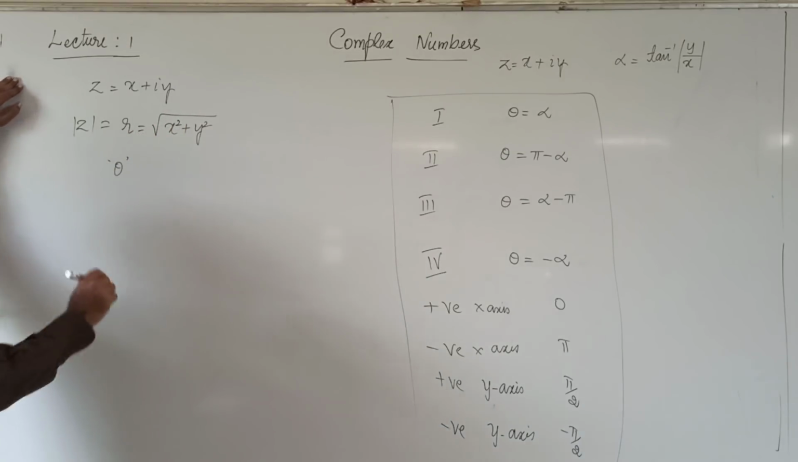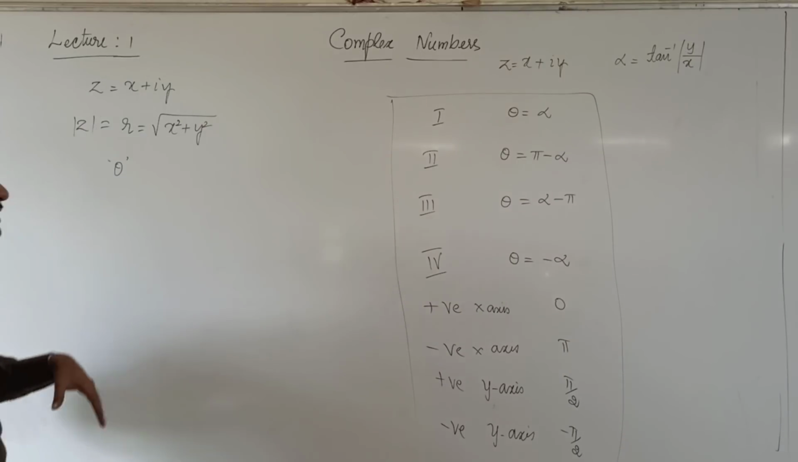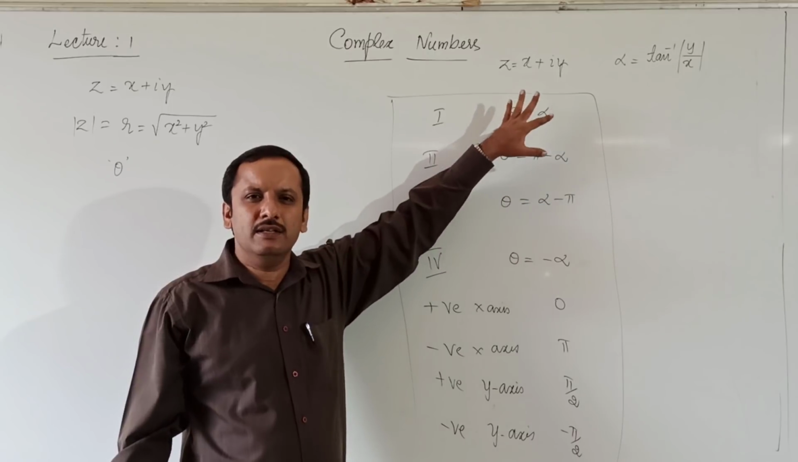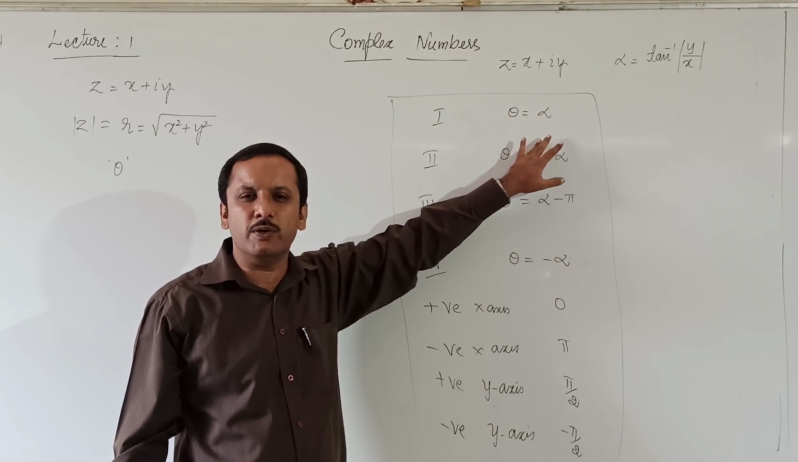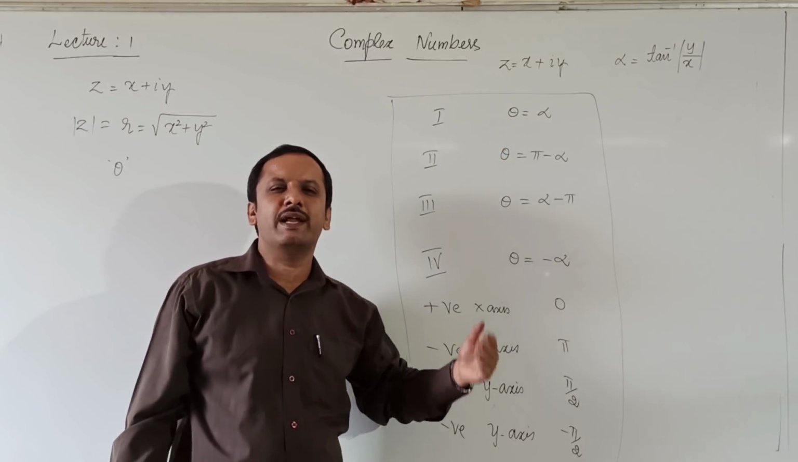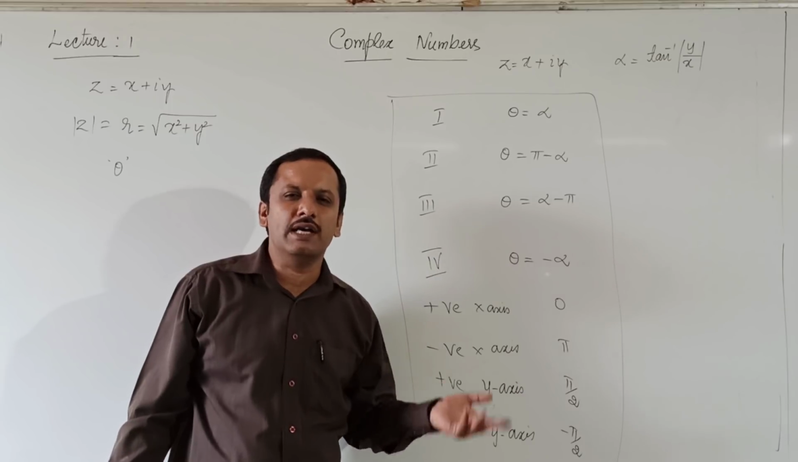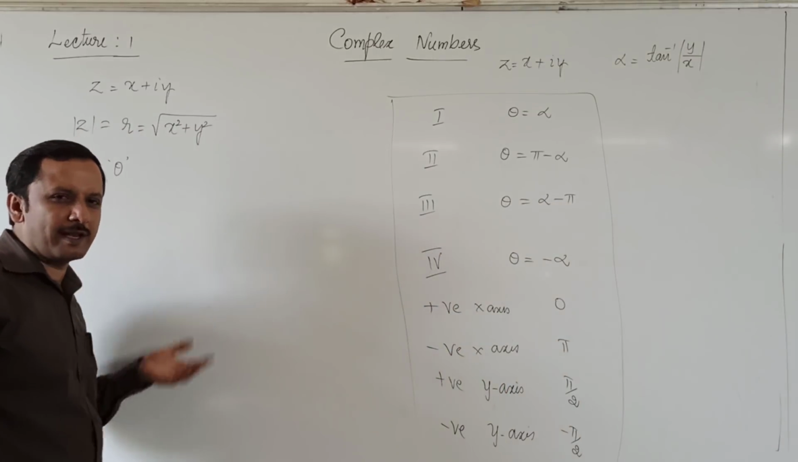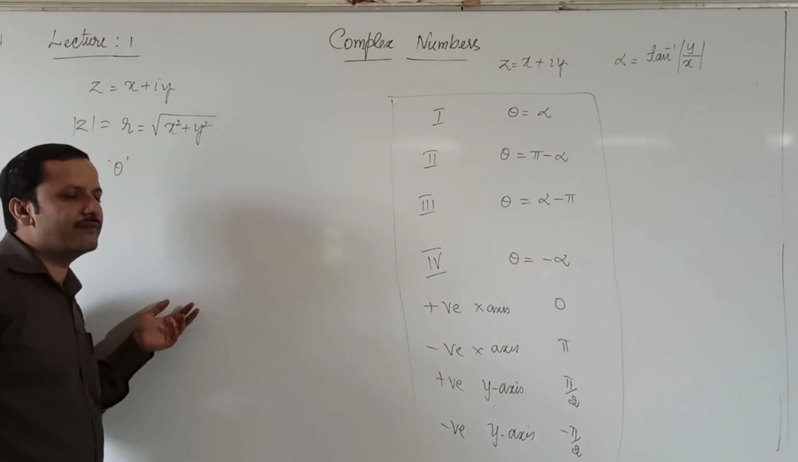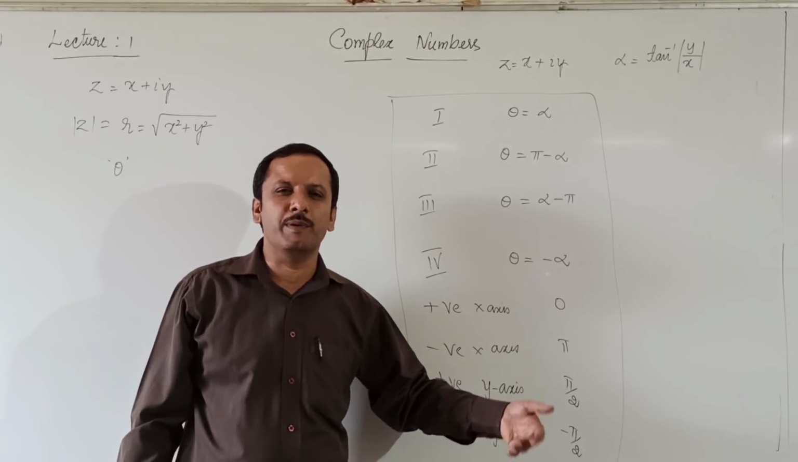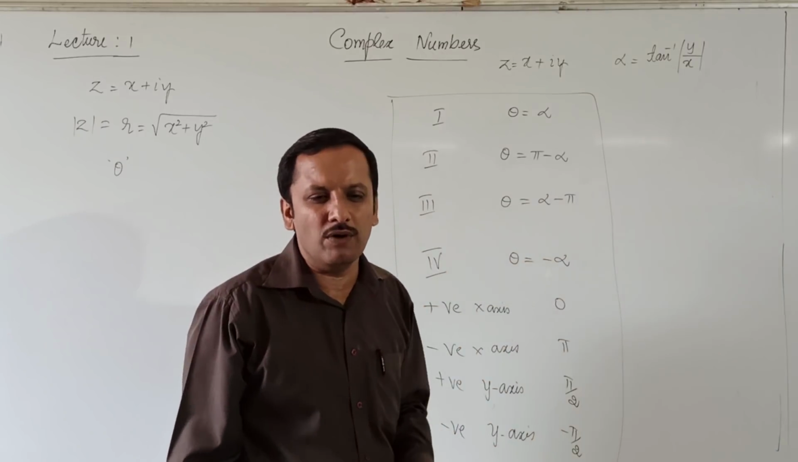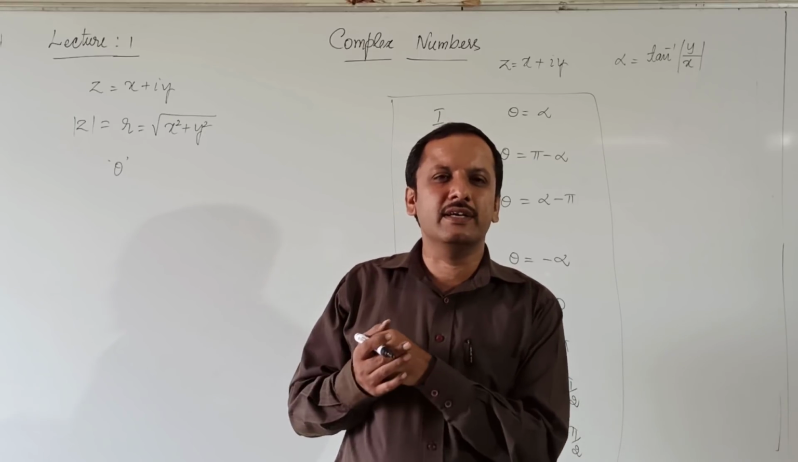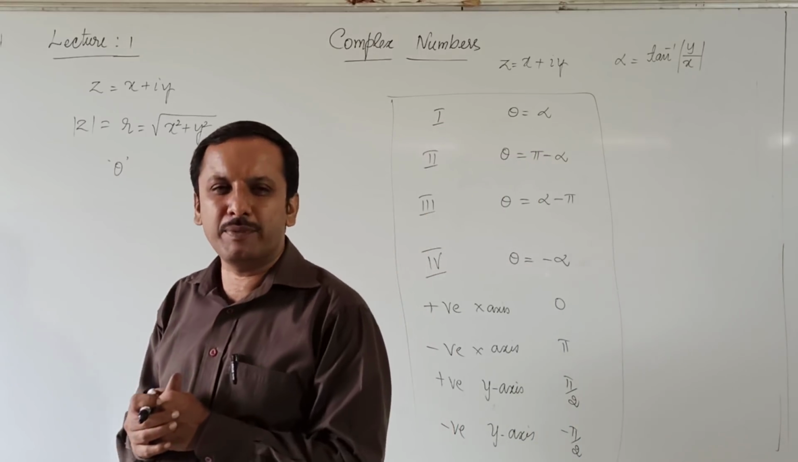Then you find theta. Theta is the amplitude, or the principal argument. Argument means any angle; if for this amplitude you add or subtract any multiple of 2 pi, all those angles are called the general arguments. This is the principal argument, or the amplitude. We are more interested in the principal argument only, because for all trigonometric functions, adding or subtracting 2 pi makes no change in the value. So our interest lies in finding the principal argument, popularly known as the amplitude.